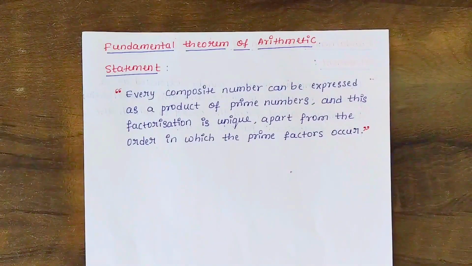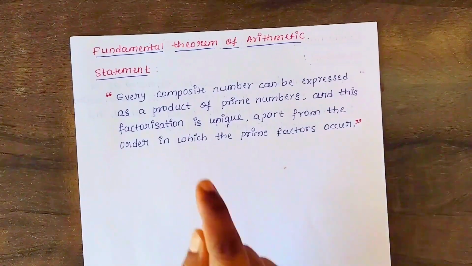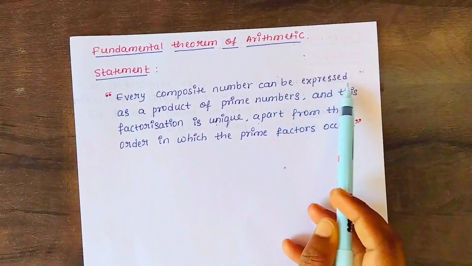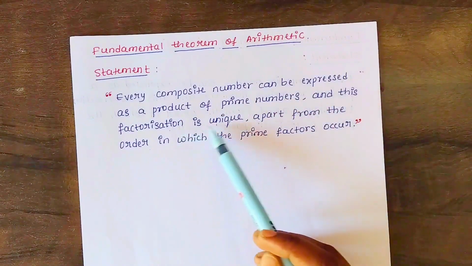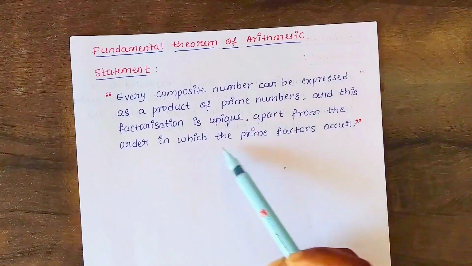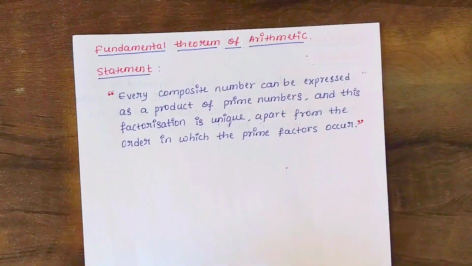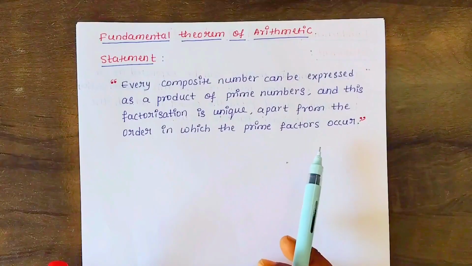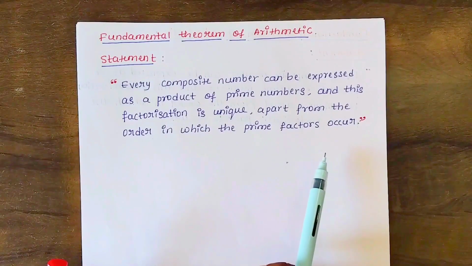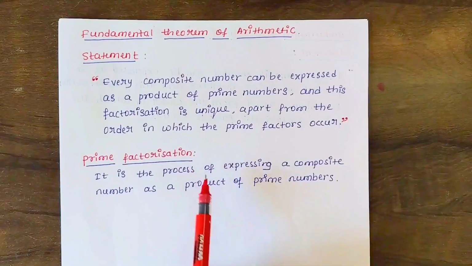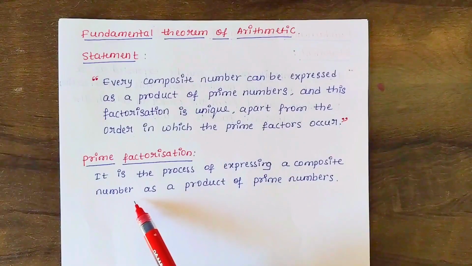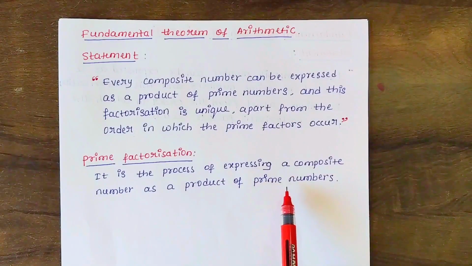First, understand the core idea. See, every composite number can be expressed as a product of prime numbers, and this factorization is unique apart from the order in which the prime factors occur. Just by seeing this theorem, you can't understand the logic behind it. Before that, I'll explain what prime factorization is. Prime factorization is the process of expressing a composite number as a product of its primes.